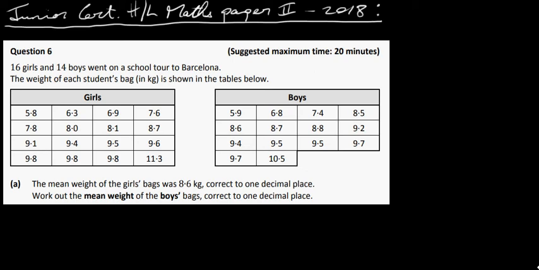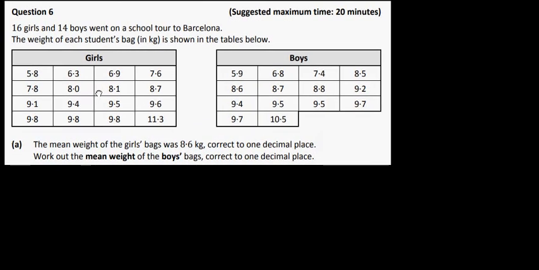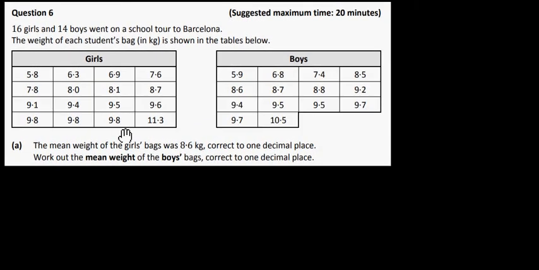Okay, so let's have a look at the Junior Certificate Higher Level Maths Paper 2 for 2018, question 6. 16 girls and 14 boys went on a school tour to Barcelona. The weight of each student's bag in kilograms is shown in the table below. So we have girls and boys here. Now, the weights here are in order from 5.8 up to 11.3 and from 5.9 up to 10.6.